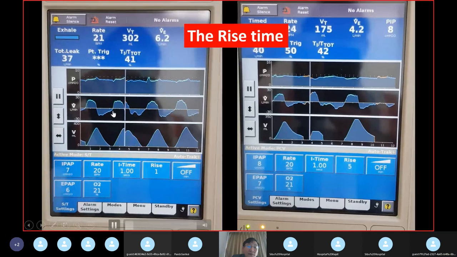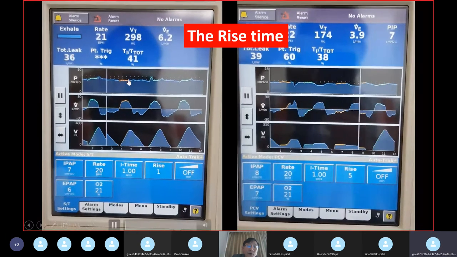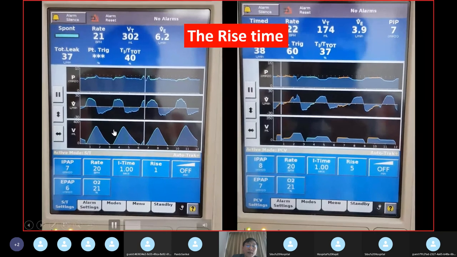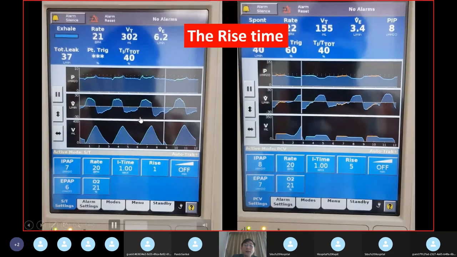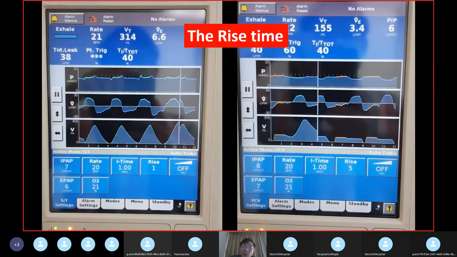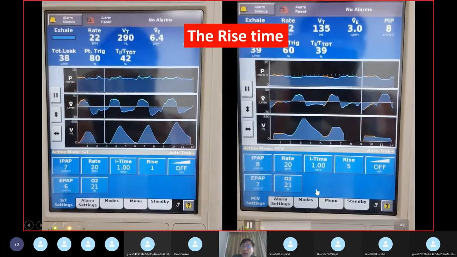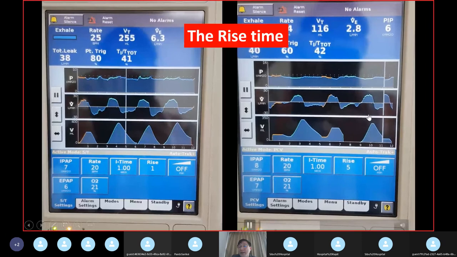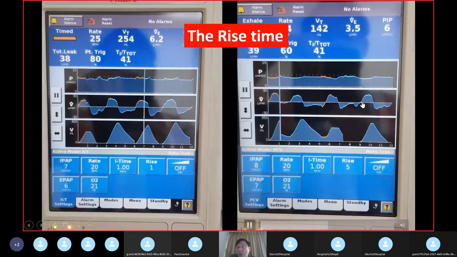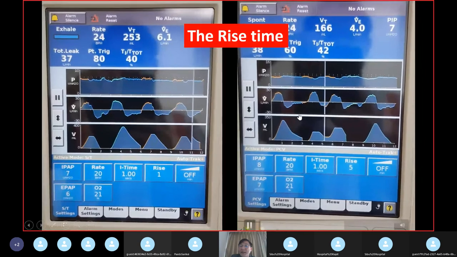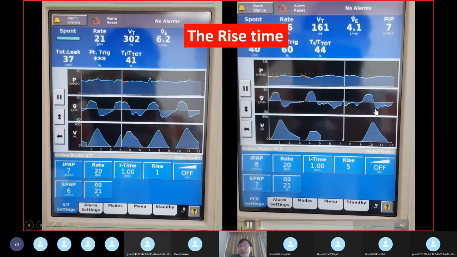That means you look at the graph. The graph goes up very steeply because the rise time is 1, okay? That means with the rise time of 1, the flow will go very fast to achieve the pressure that you set. Whereas if you put in a 5, the flow will go slower, okay? You go slowly, but will achieve your pressure, right? You take some time to achieve the pressure.